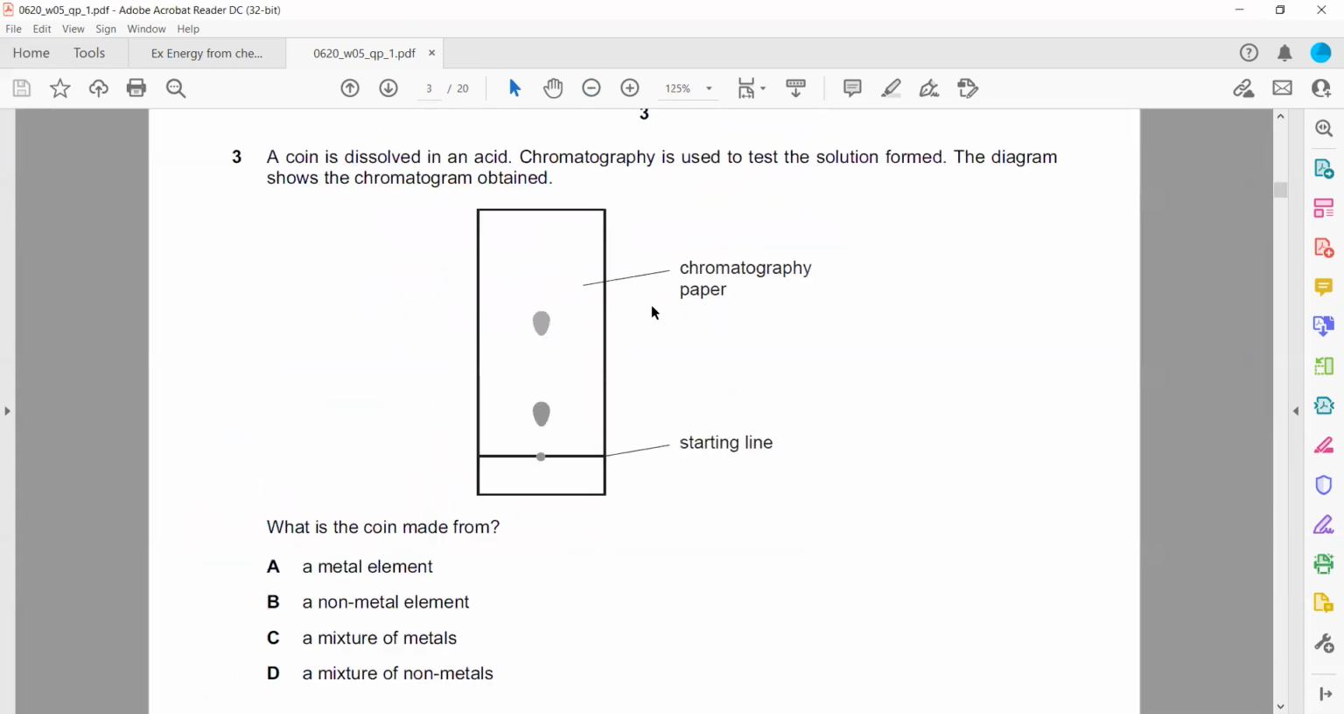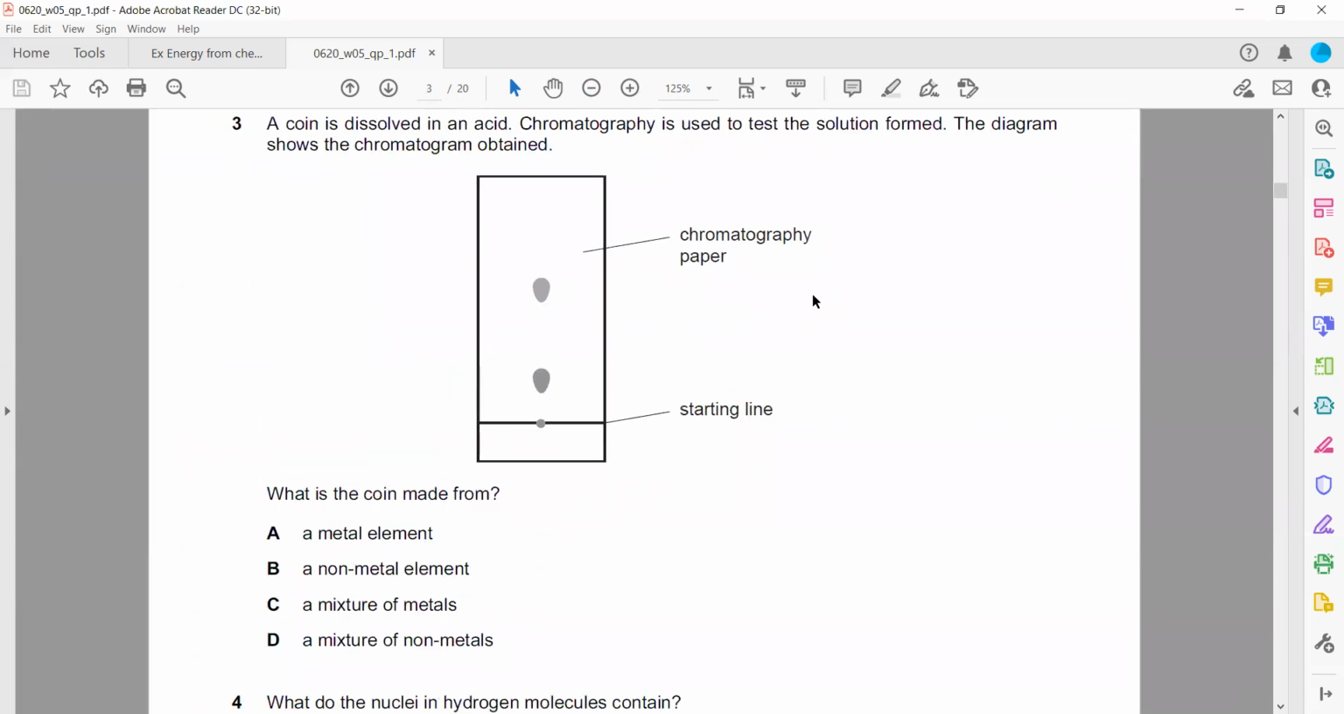Another question: a coin is dissolved in acid. Chromatography is used to test the solution. The diagram shows the chromatogram obtained. What is the coin made of?